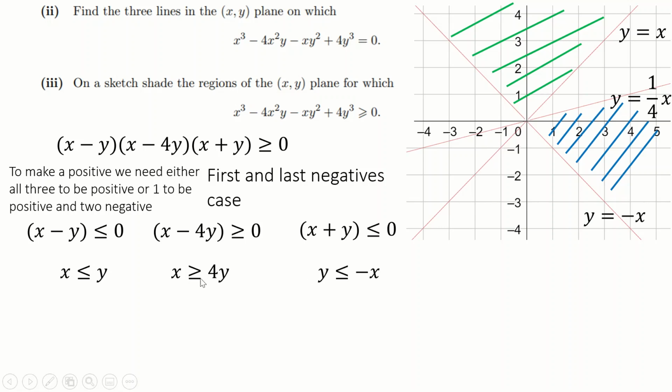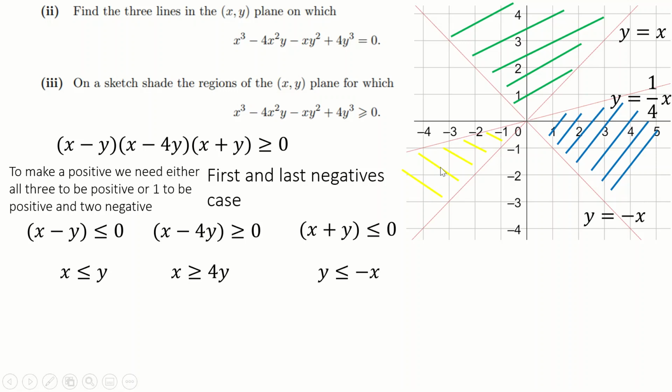4y or y less than or equal to x over 4. So that's below this line. So we need to be above this line, below this line. Well, only one region does that, and it is this one. So let's just double check it's okay with this. Y less than or equal to minus x, below this line, that's fine. This is good. This region is the one.